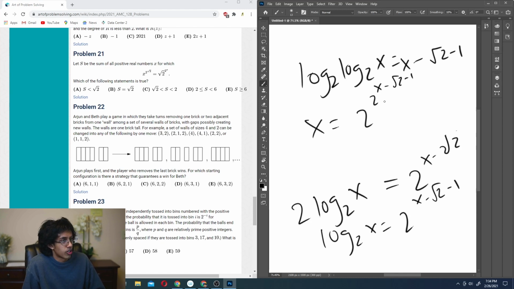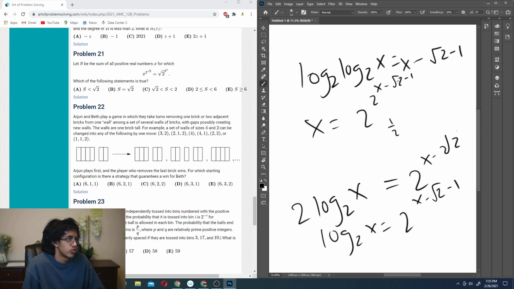So, wait, okay, can we logic this? Let's say that it is less than root 2, right? Then this is going to be very negative. It's less than 1/2, which means that it has to be less than root 2, right? So that seems fine. Is there any reason why that would not work?